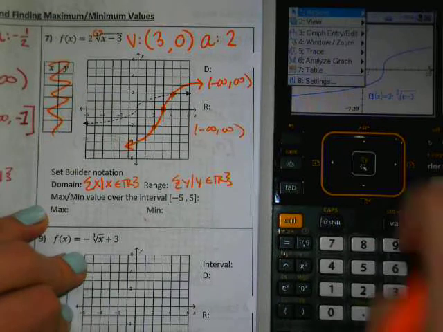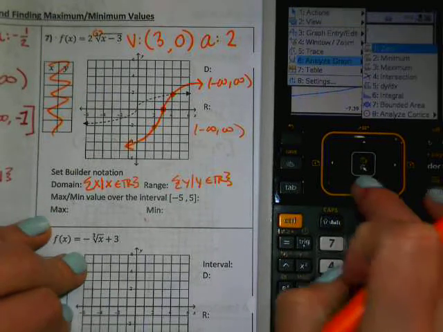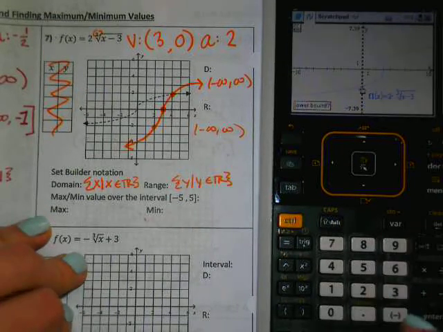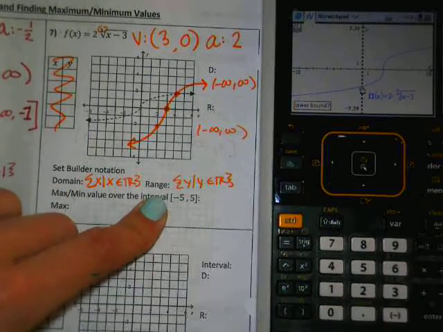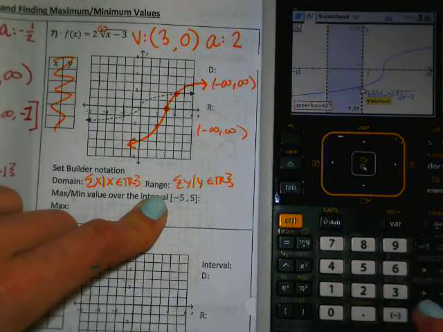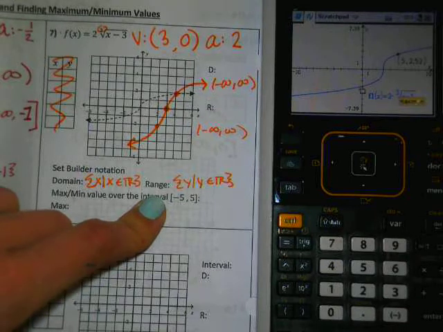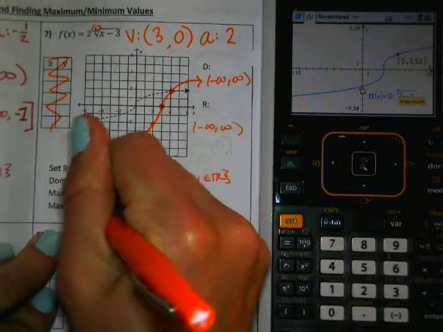Then for max and min, menu, analyze your graph. I will do maximum first. And then type in your interval. My interval here is -5, enter, 5, enter. And so my maximum is at 2.52.